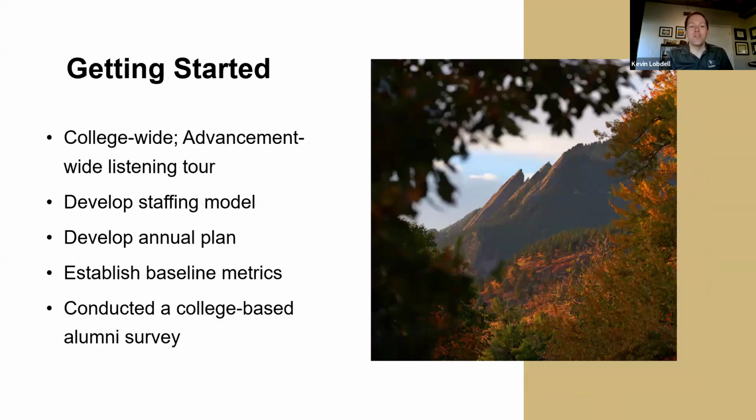So I did what any new employee and new leader does. I came in wanting to understand the baseline of where we were, not only within the college, but across campus. So I did a college-wide and advancement-wide listening tour, trying to put the pieces together. Then I figured out what my staffing model and our annual plan should be in the alumni engagement space, and what we were going to measure so we'd have baseline metrics to compare our progress over time. I started in January of 2018.